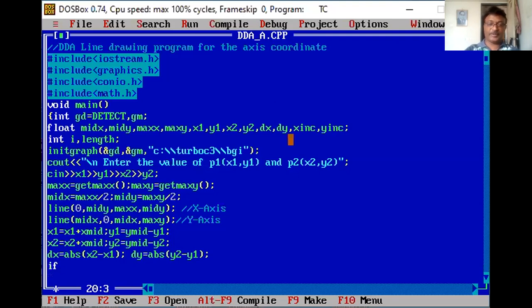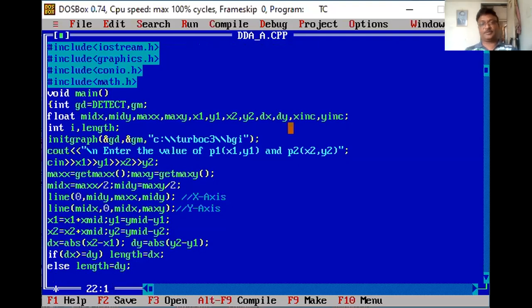You have to calculate the length. If dx is greater than or equal to dy, then length is equal to dx, else length is equal to dy. Okay, length is equal to dx if dx is greater than or equal to dy; otherwise, length is equal to dy.